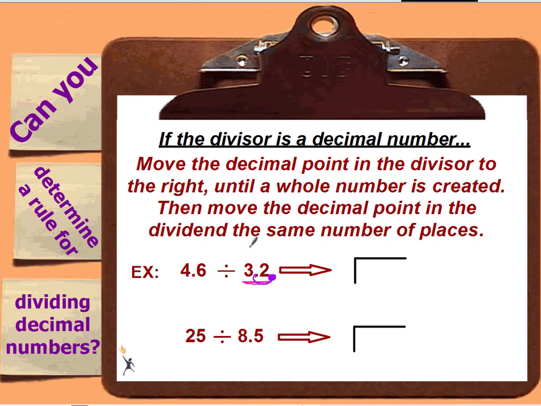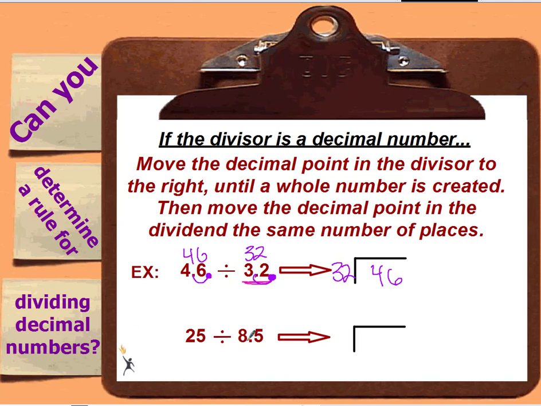So if I move this to the right, my new number is 32. Okay, but what I do to this side, what I do to my divisor, I have to do to my dividend. So now I moved it once, so I move it once as well. It becomes a 46. So now that I've moved my decimal point, now I can place it into the house. Again, 46 goes inside, 32 goes outside. And now I divide as usual.